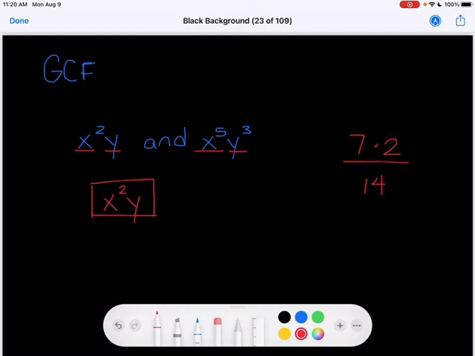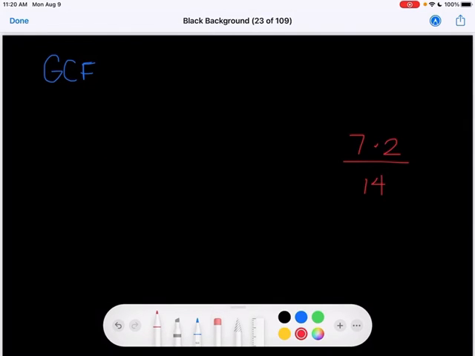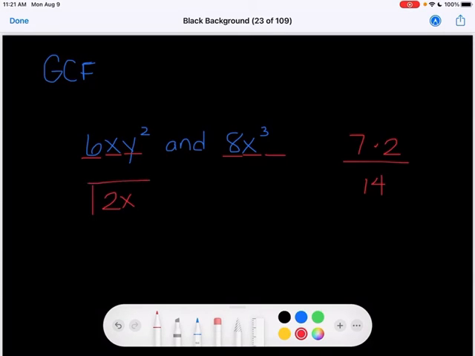And then sometimes you'll also have numbers and variables together. For instance, if I have 6x y squared and let's say 8x cubed. So first I'm going to look at 6 and 8. I know that the largest number that I can take from both 6 and 8 is 2. Then I'm going to look at my x's. I've got x to the first and x cubed, so the most I can take is just an x. And then I've got y squared, and I don't have any y's over here. So since I can't take a y from both of them, I can't take it at all. So 2x would be my GCF here.